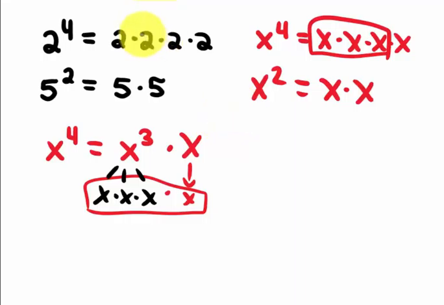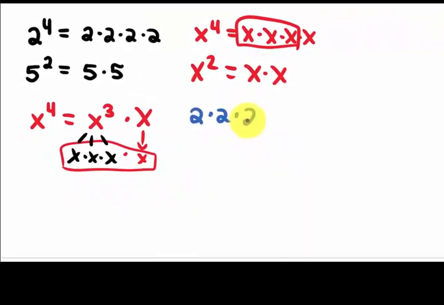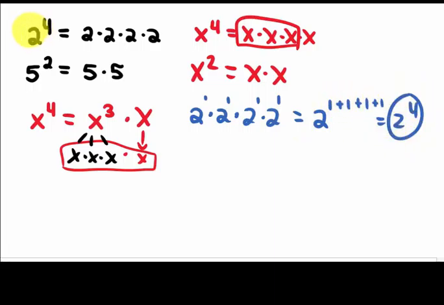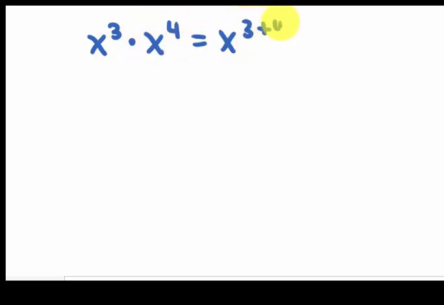For example, over here, if we had 2 times 2 times 2 times 2, well, these actually have a 1 up here. That's their exponent. So it's really 2 to the 1 plus 1 plus 1 plus 1 power, which is 2 to the 4th power, which is what we got before. So let's take some examples and see. If I have x to the 3rd power, and I want to multiply it by x to the 4th power, that's going to be x to the 3 plus 4 power, which is x to the 7th power.